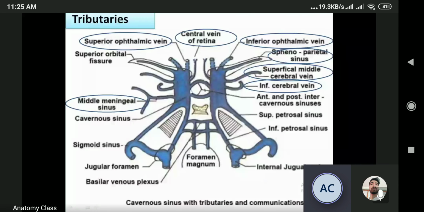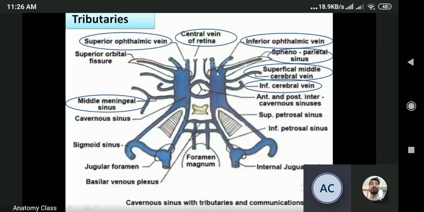Then we should know about the tributaries, the different veins draining into the cavernous sinus. This cavernous sinus receives venous blood from the eye, meninges, as well as the cerebrum itself. From the eye, the veins draining into the cavernous sinus are the superior ophthalmic vein, inferior ophthalmic vein, and central vein of retina. The central vein of retina, superior and inferior ophthalmic veins drain directly into the cavernous sinus.